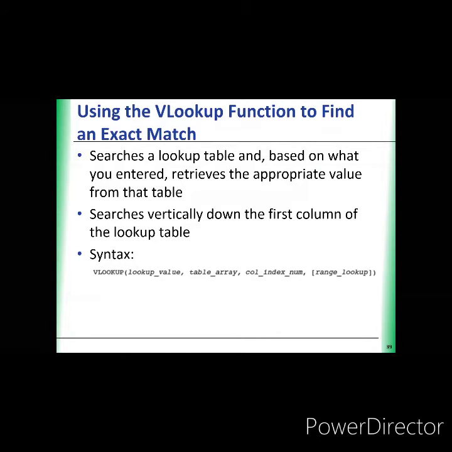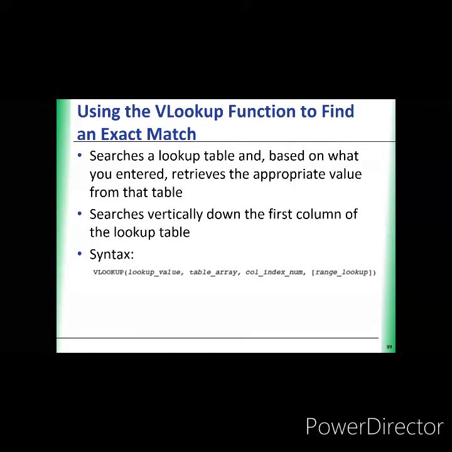Okay, you are using the VLOOKUP kasi meron tayo sa lookup natin, meron tayong V at saka meron tayong H. So V means vertical, H means horizontal. So kung alam niyo na itong functions na to, madali lang naman po ito, medyo makakalito lang. So using the VLOOKUP function to find an exact match, it searches a lookup table and based on what you entered, retrieves the appropriate value from that table. It searches vertically down the first column of the lookup table.